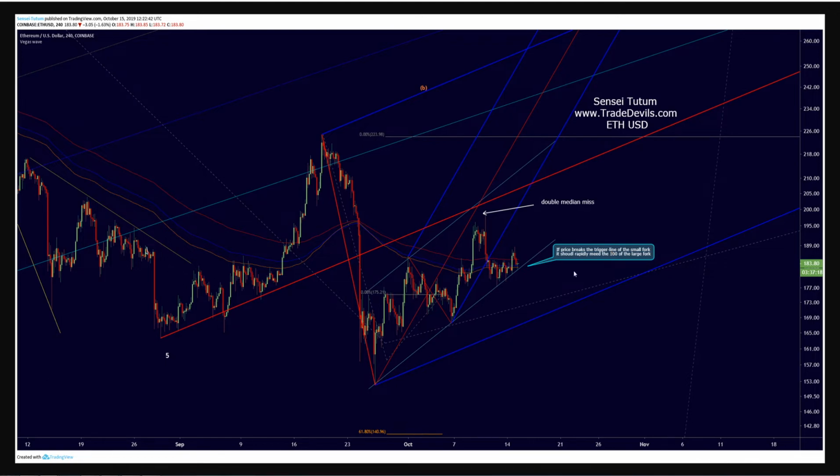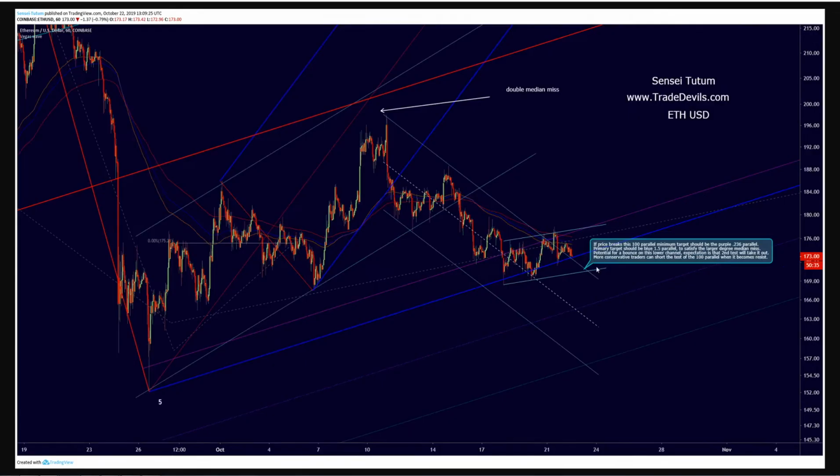Anyway, if price breaks the trigger line of the small fork, it should rapidly meet the 100 of the big fork. So that's a nice trade. Obviously I can't put the measurement tool on right here, but whether you trade the breakout, or whatever you use for your entry idea, it's a nice trade. Or a 30-minute close, a 1 hour close, a 15-minute close below the parallel, whatever. So we go to the next clip.